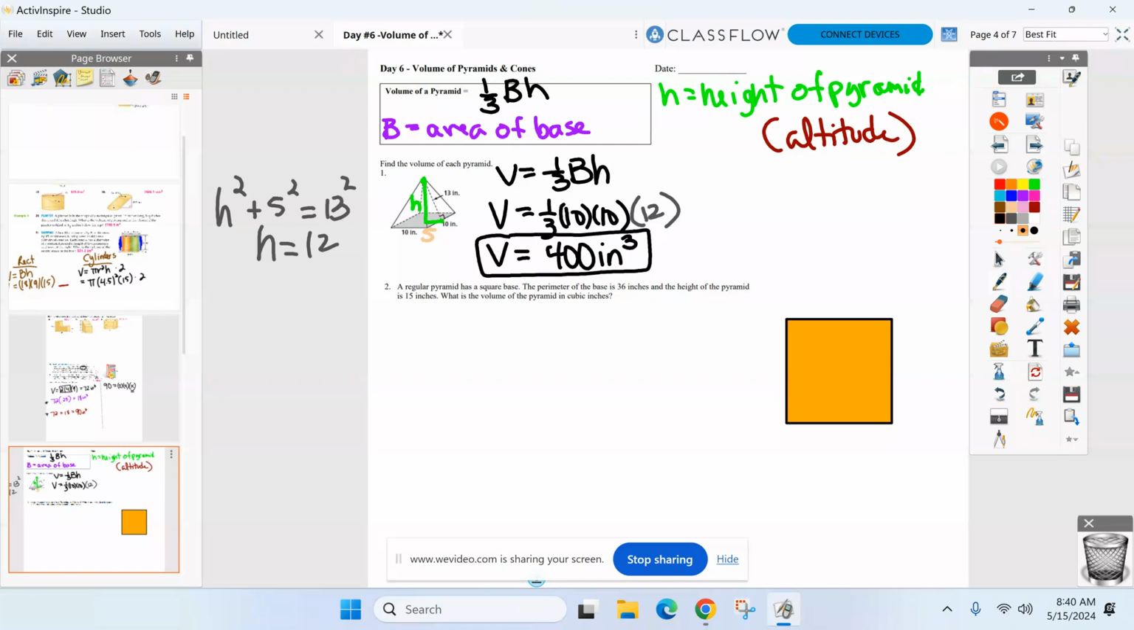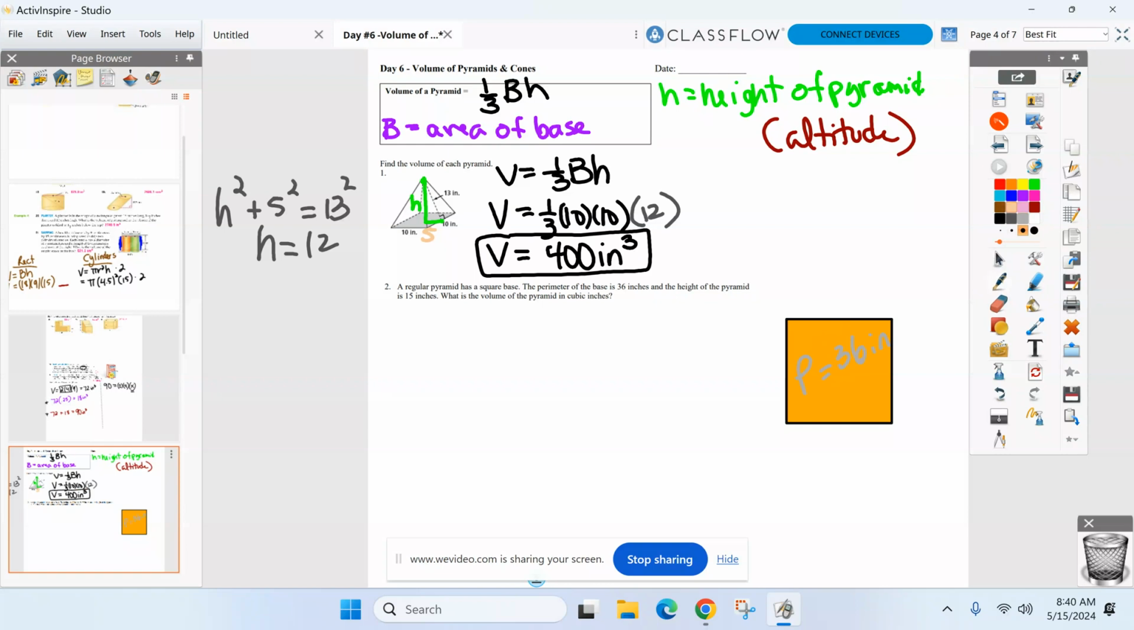Anything I can answer about that basic pyramid, because now it's going to get more advanced. All right, let's keep rolling with number 2. Regular pyramid, square base. If anybody wants a visual, that's what we just dealt with in number 1. That's a regular pyramid with a square base. Perimeter of that square. 36 inches. Perimeter, 36 inches. And the height of the pyramid is 15.